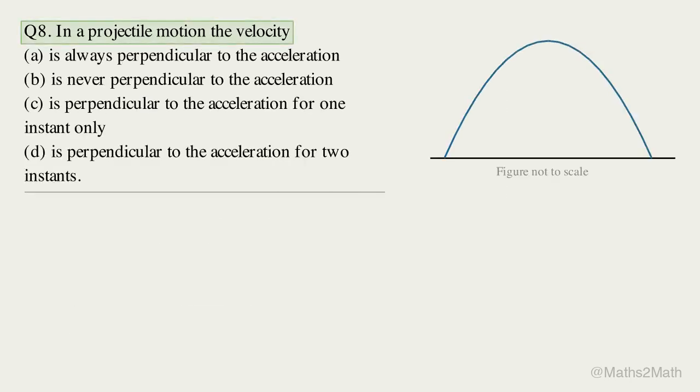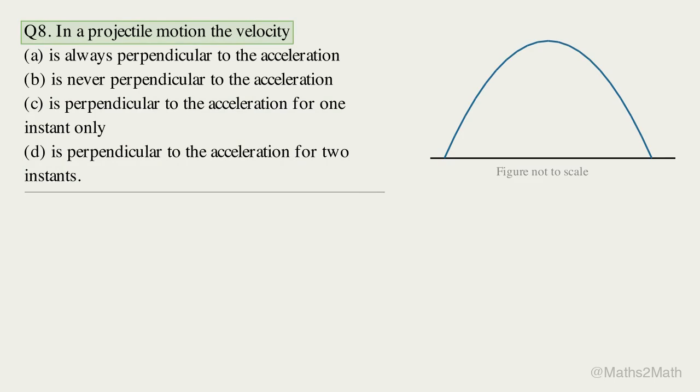Question 8. In a projectile motion, the velocity, option A, is always perpendicular to the acceleration. Option B, is never perpendicular to the acceleration. Option C, is perpendicular to the acceleration for one instant only. Or option D, is perpendicular for 2 instants.